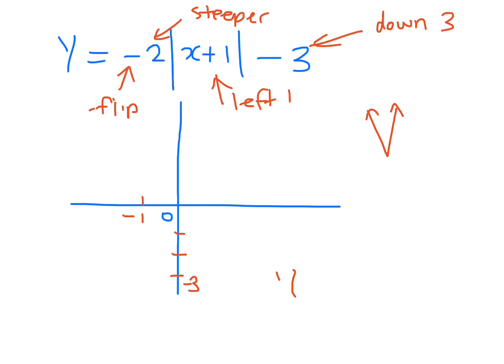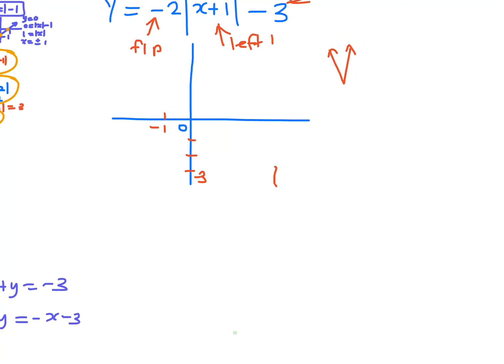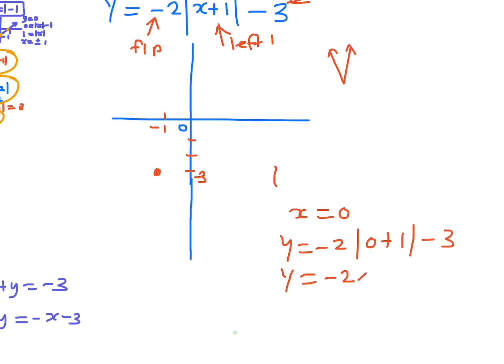And I'm just going to do this and move it up a bit. Let's have a quick look at that. So what we're going to do here is go down 3. Then the 2 will make it steeper, so it's going to be here. This is where it's going to start. If I put in x equals 0, this will help me with the steepness, because I'll see how steep it's going to be. So it's -2 times 1 minus 3, so it goes to -5. Okay, so you can see it's a little bit steeper than 45 degrees.